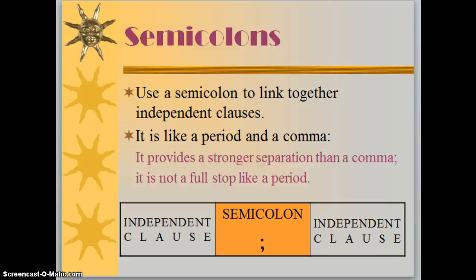Semicolons. Use a semicolon to link together independent clauses. It's like a period and a comma. It provides a stronger separation than a comma. It is not a full stop like a period. Look what a semicolon is. It's a period with a little comma underneath.